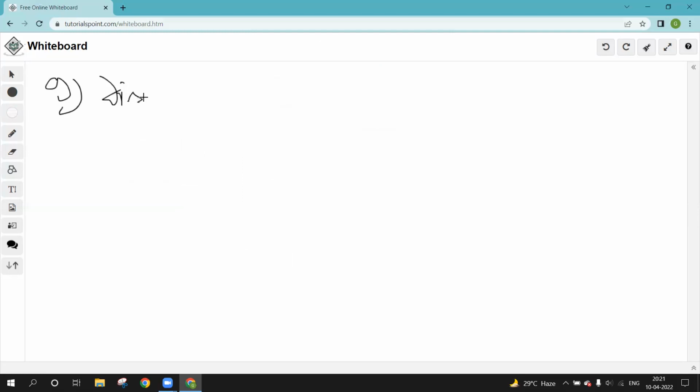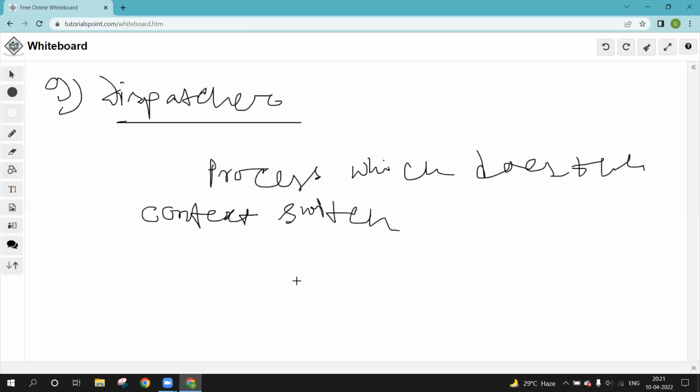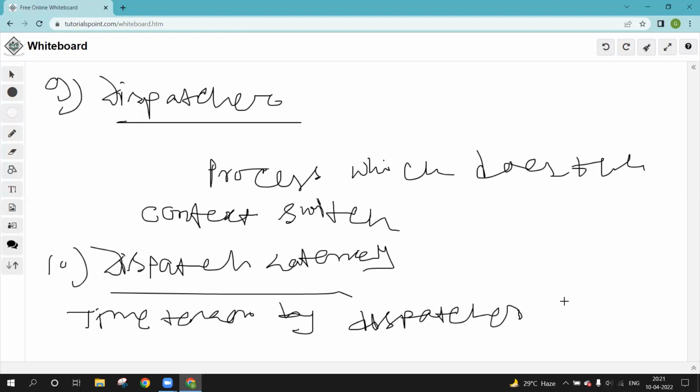Now the next thing is the dispatcher. What is the dispatcher? It is the process which does the context switch. And dispatch latency is the time taken by the dispatcher to do the context switch.